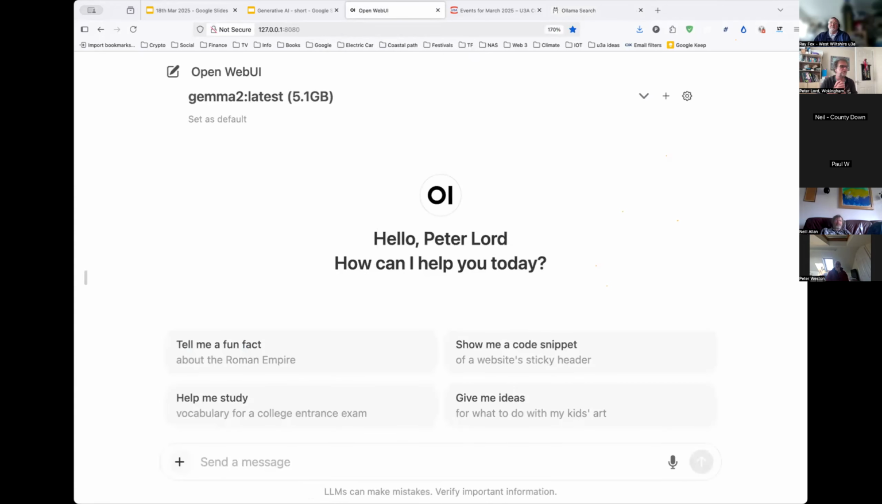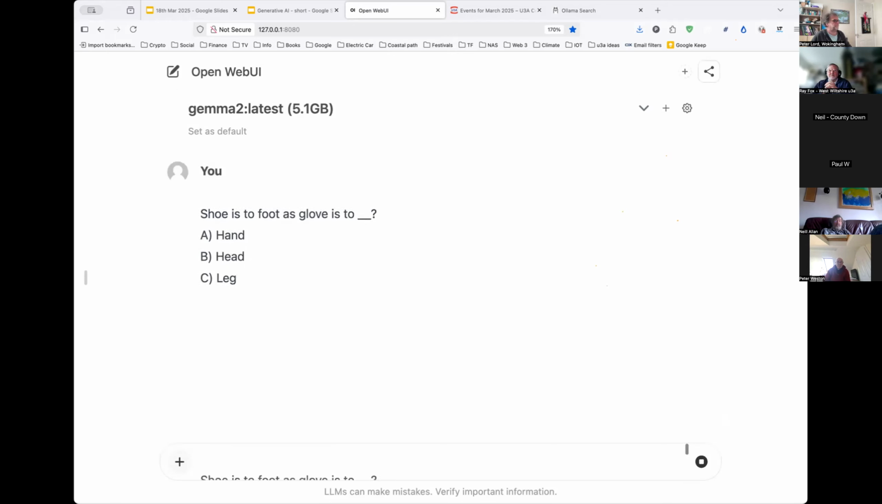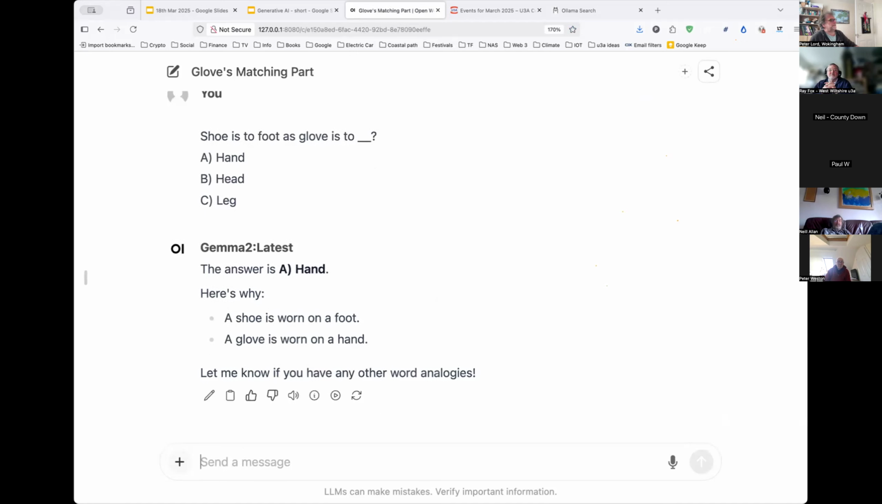So I'm sure you've heard about the 1% Club on television. That's actually quite a good source of questions. So again, I've gone to the Gemma 2 model, quite a big model. And here's a 1% question from the show. Shoe is to foot as glove is to something. Hand, head, or leg. There you go. Straight away, the answer is hand. Here's why. A shoe is worn on the foot, a glove is worn on the hand. Again, I think that's quite a hard question for a machine to answer.